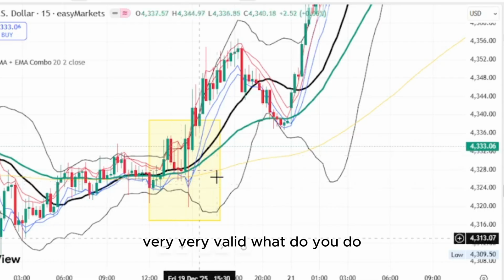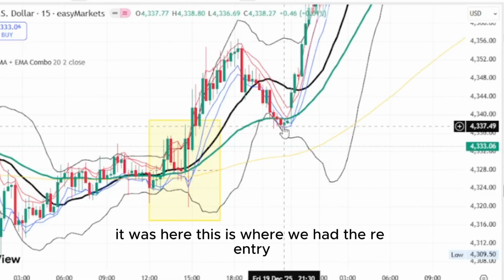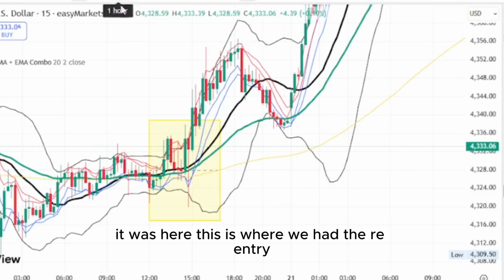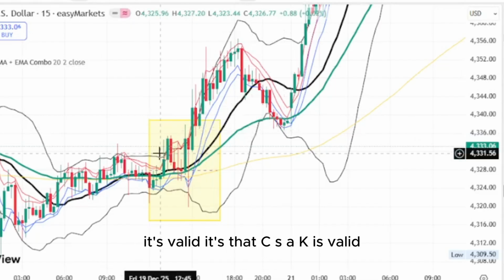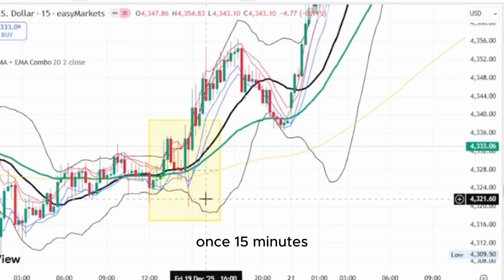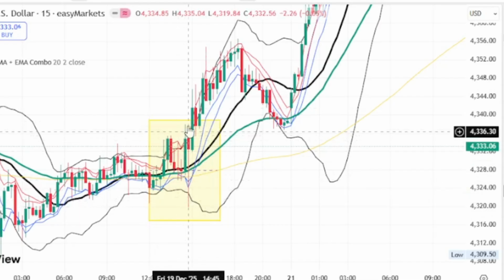What do you do? You wait for a re-entry. Where did the re-entry come? It was here. This way we had a re-entry. Or you go to your 1 hour and look for the re-entry. That CSAK is valid. Once 15 minutes prints a CSAK 3, you can see a rejection at the bottom. Everything just like I explained.